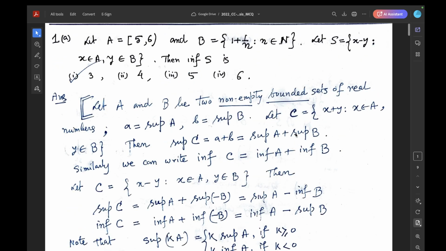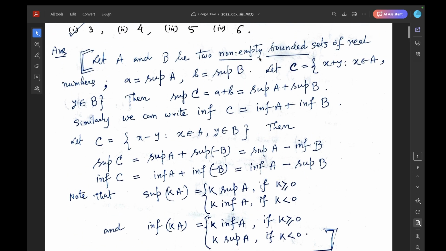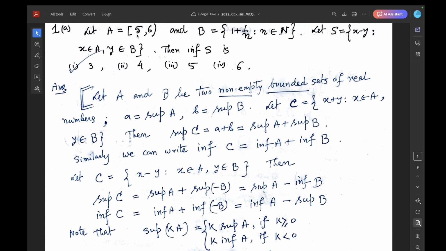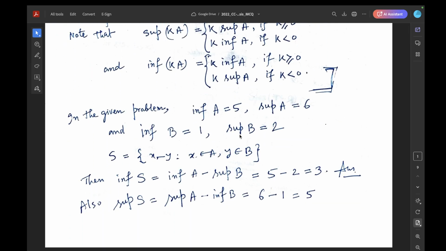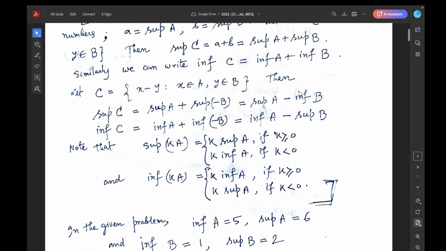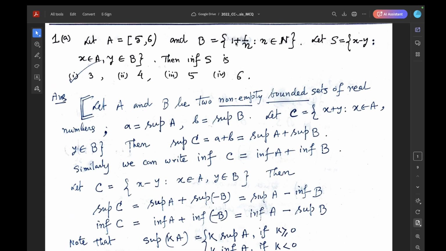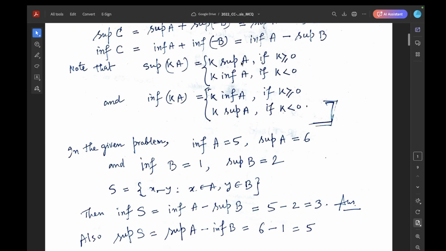Now come to the given problem, this set A and this set B. So clearly infimum of A equals 5 and supremum of A equals 6, and infimum of B equals 1 and supremum of B equals 2, because in elements of this type, n equal to 1 gives 1 plus 1, that is 2, and then 1 plus a half, 1 plus 1 by 3, and so on. So supremum of B is 2 and infimum of B equals 1.